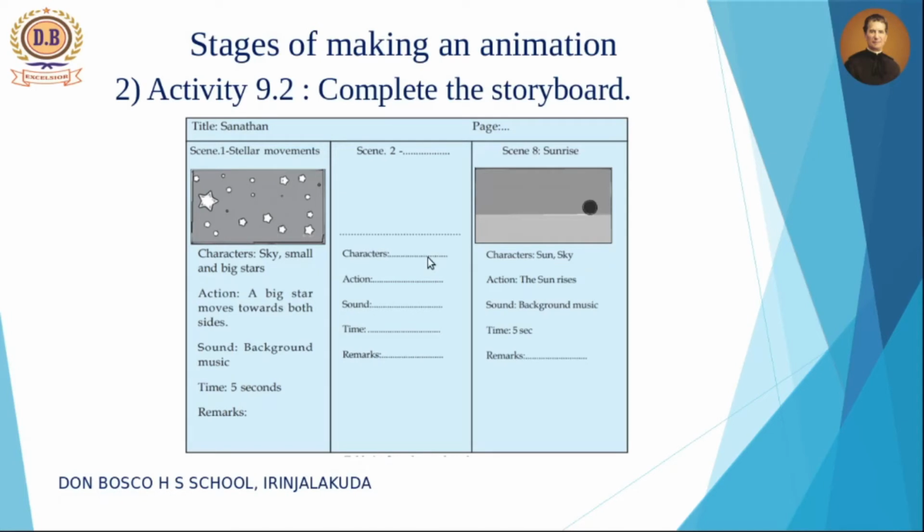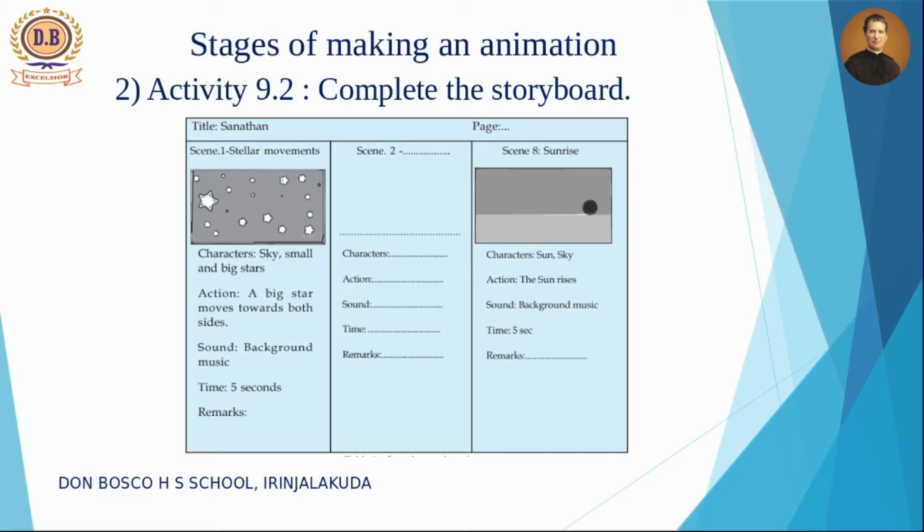So here the story is about a small bird, and what all the things are that the bird views in the sky. The first scene will be stellar movement, a star moving towards both sides. The second scene will be that small bird's mother flying from her nest in order to search for food. The next scene will be sunrise, so the sun rises in the sky. The next scene we can give sunset. And the last scene we can give that small bird's mother flying towards the nest. So according to that story we can provide animation.